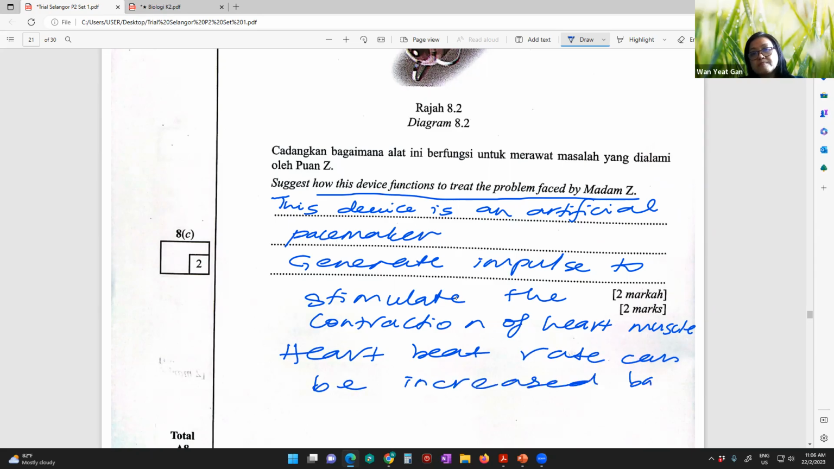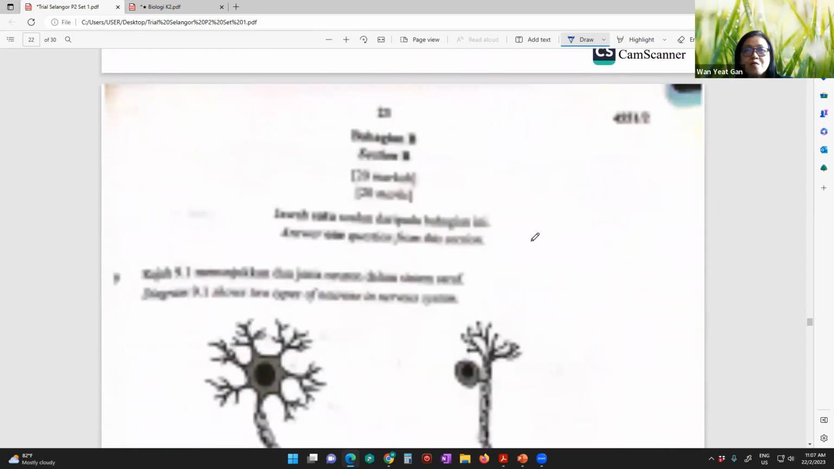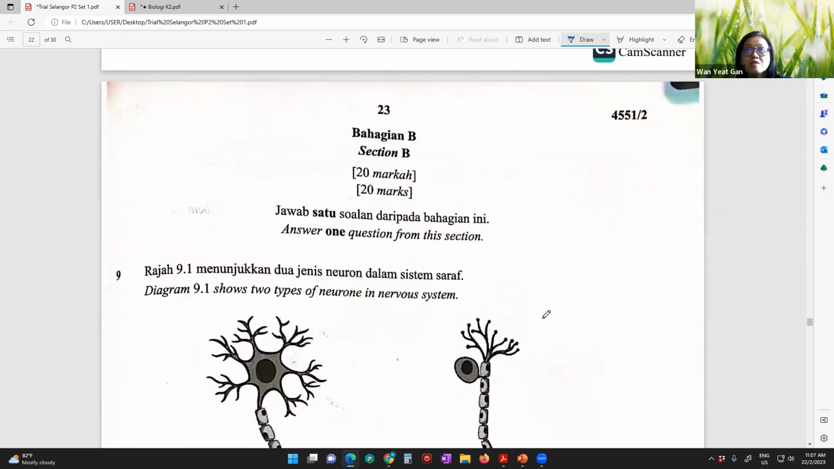Back to normal. Okay, so that is the answer for this question. All right, now we have reached section D, which is the essay.